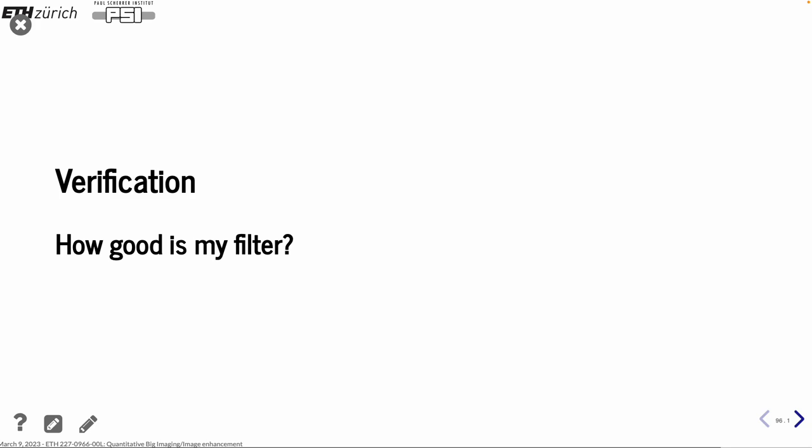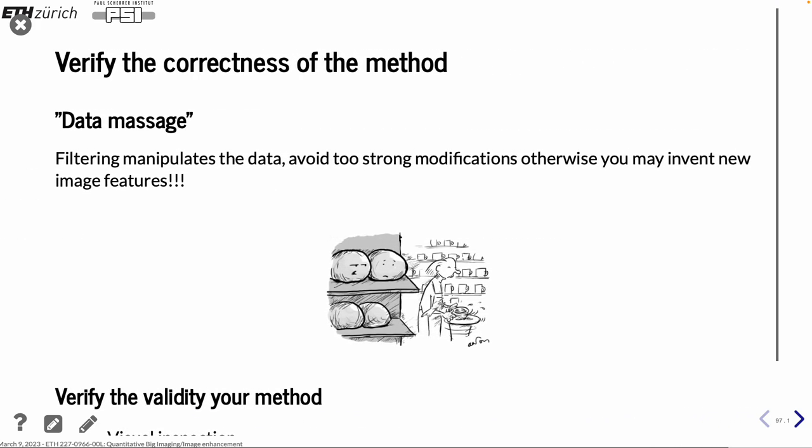The final thing is verification. And the question is, how good is my filter? What am I actually doing to the images? One term that was coined by my former boss was data massage. That is more or less where you modify the images until they look like what you want them to look like. That's not a good approach. If you filter too much or modify too much, you can actually invent new features, and then you can imagine what happens if you try to quantify something out of those features.